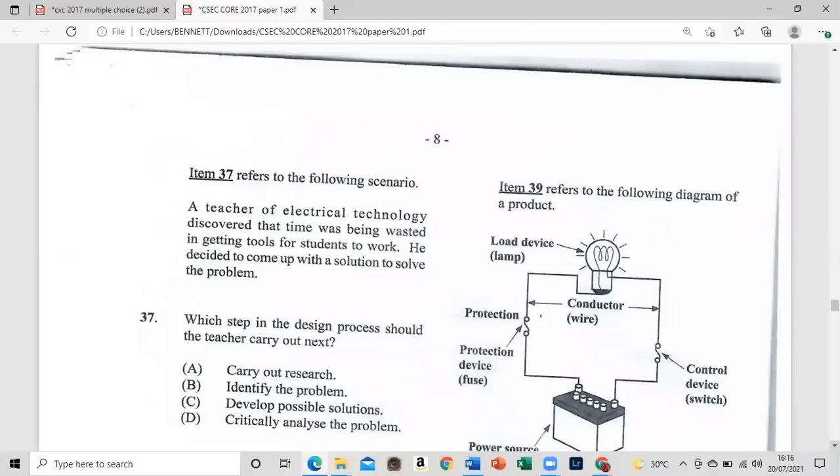A teacher of electrical technology discovered that time was being wasted in getting tools for students to work. He decided to come up with a solution to solve the problem. Which step in the design process should the teacher carry out next? Is it A, carry out research? B, identify the problem? C, develop possible solutions? Or D, critically analyze the problem? And definitely, you need to carry out research to see what's up.